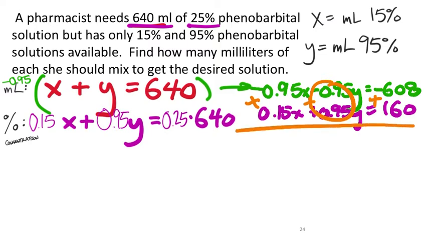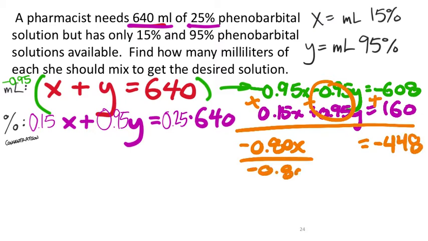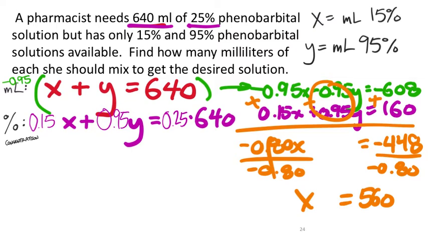So when I add my x's there, how many x's do I end up with? A negative 0.80, and then negative 608 plus 160. I get negative 448 on that. So when I look to divide both sides by negative 0.80 to make that a phantom 1, I get x equals 560. So that's our x value, which is milliliters of that 15%.